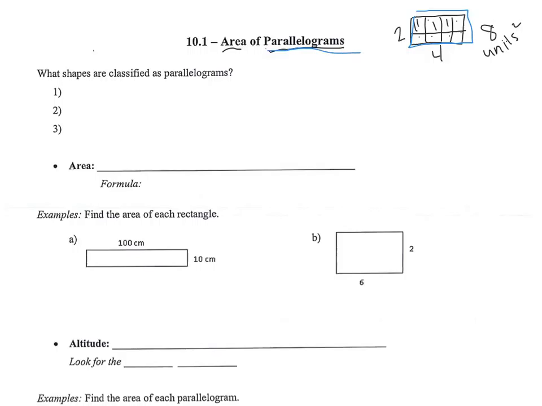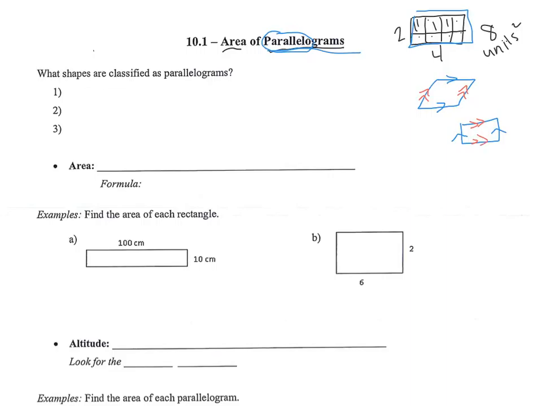So parallelograms are shapes that have opposite sides that are parallel. So a parallelogram could look like this. This is parallel with this. Parallel means they do not intersect ever. This side's parallel to this side. A parallelogram could look like a rectangle. This is parallel to this, and this side is parallel to this side.